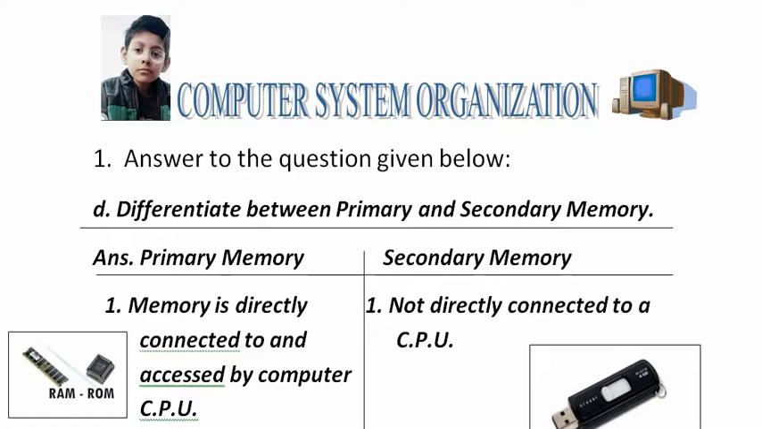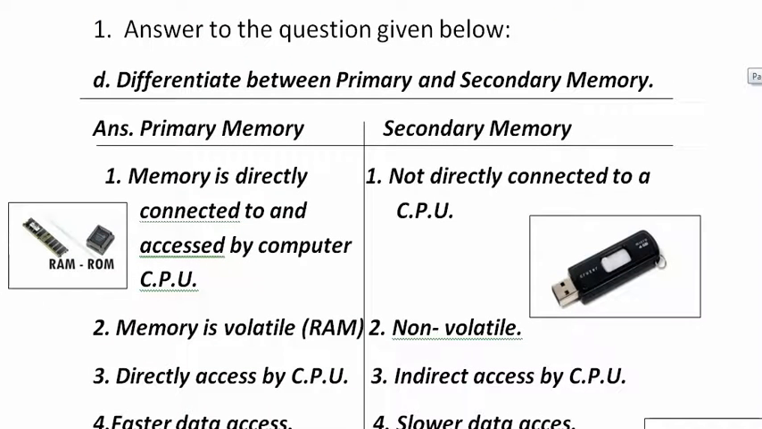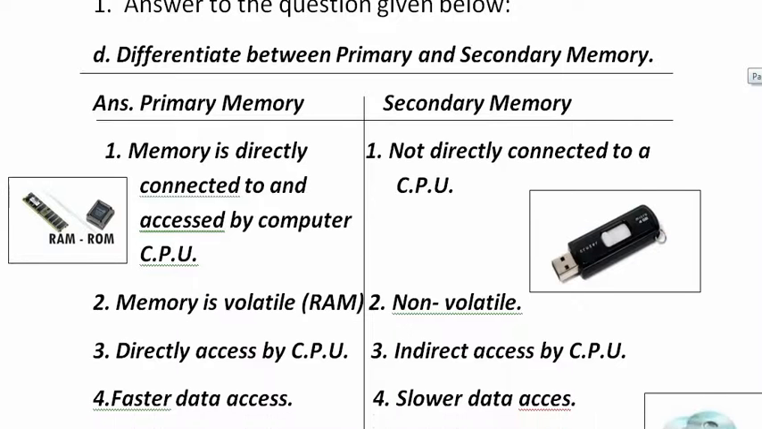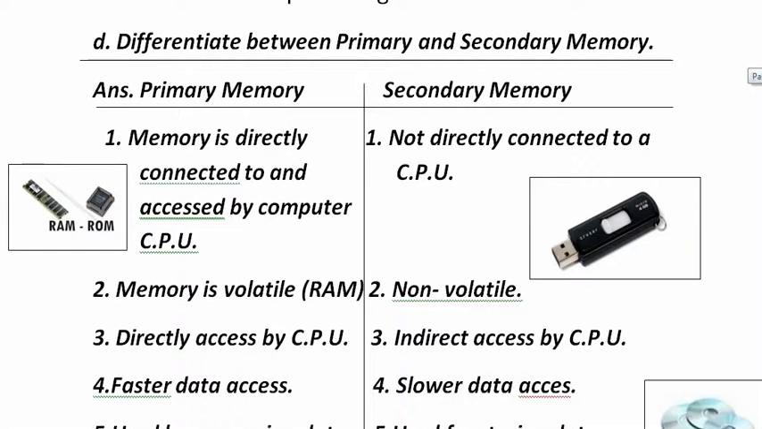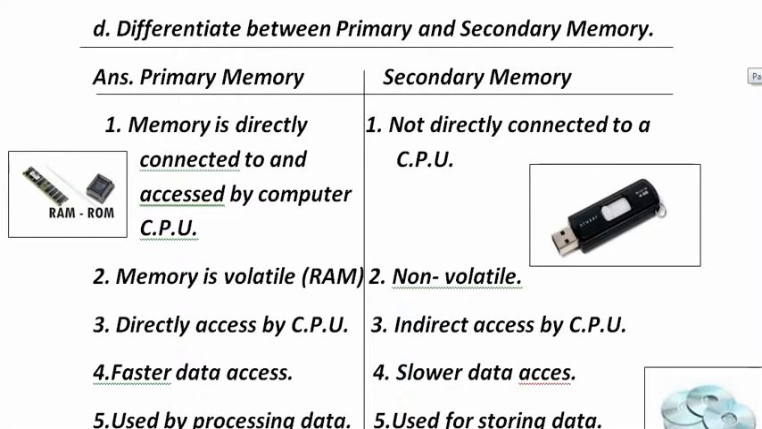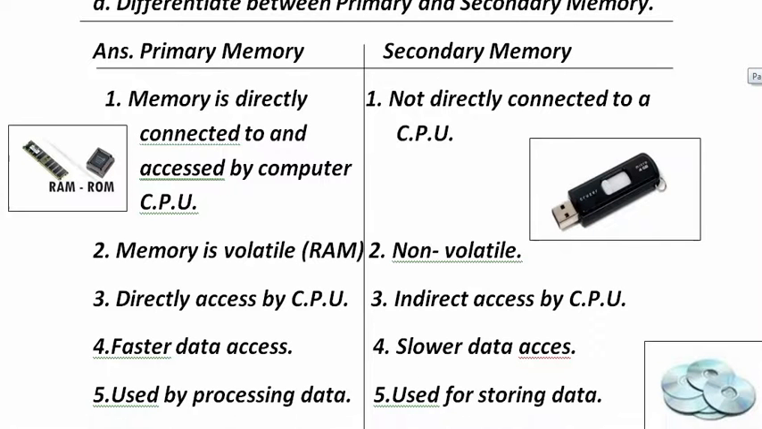We make two columns, primary memory and secondary memory. The first differentiation between them: primary memory is directly connected to and accessed by the computer CPU, for example RAM and ROM, but secondary memory is not directly connected to the CPU, for example a pen drive. Primary memory is always volatile like RAM, and secondary memory is non-volatile in nature. Primary memory is directly accessed by the CPU, but secondary memory is indirectly accessed by the CPU.